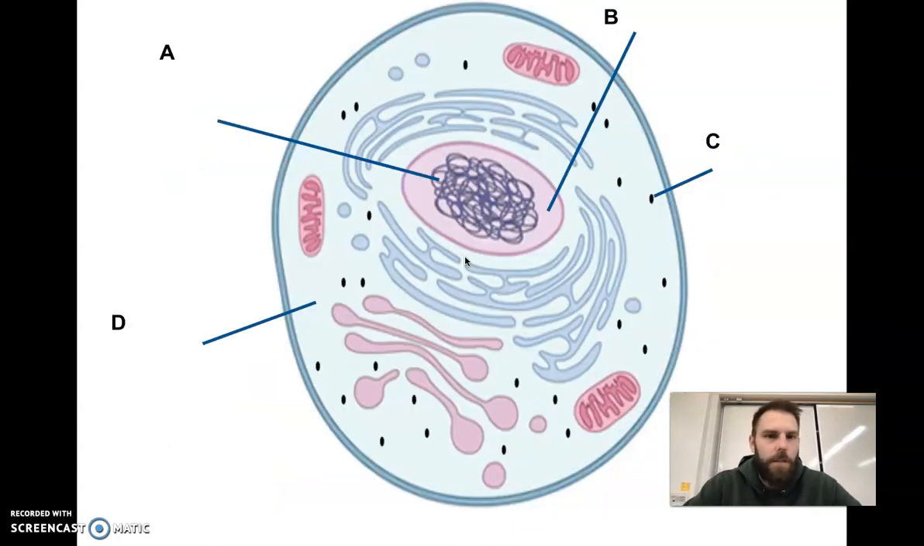So what I'd like you to do is pause the video, 20 seconds, and on your packet, try to label, predict, what are these structures in the cell?